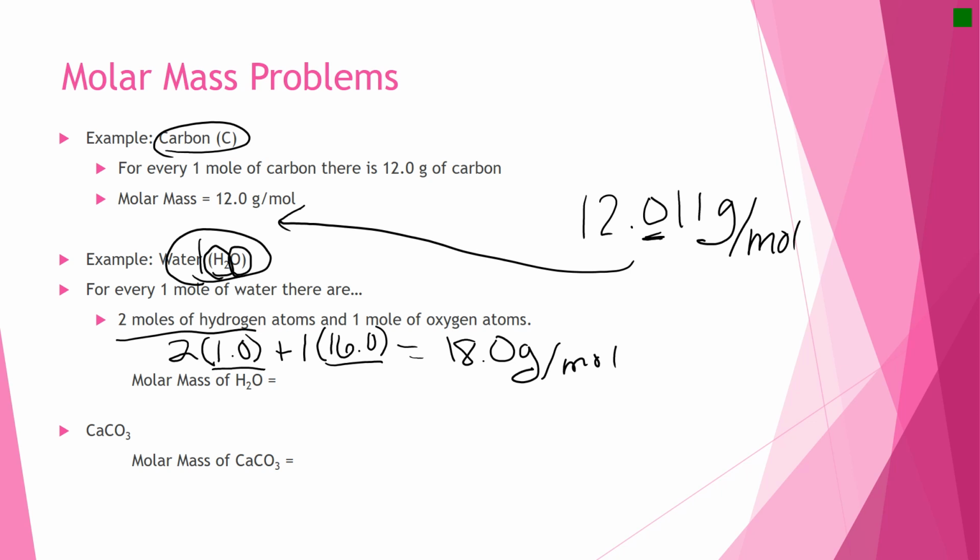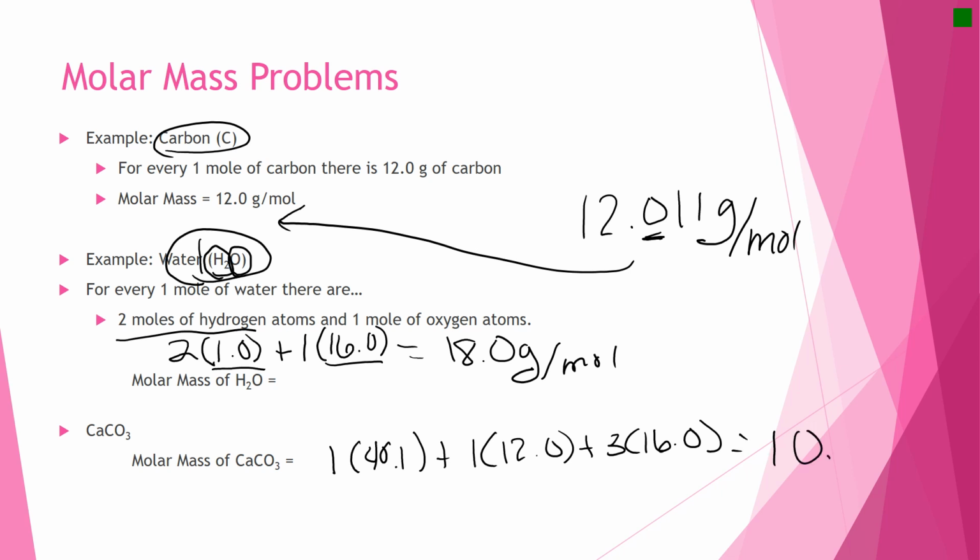So the molar mass for water is 18 grams. For calcium carbonate, CaCO3, you're going to have 1 calcium, each with a mass of 40.1, plus 1 carbon, each with a mass of 12.0, plus 3 oxygens, each with a mass of 16.0. So when I add that up in my calculator, which I'm doing right now, you are going to get 100.1 grams. Okay, so that's the molar mass of calcium carbonate.